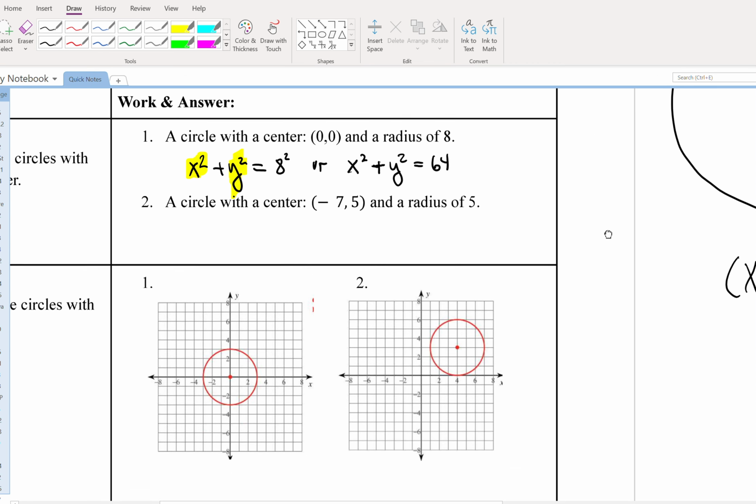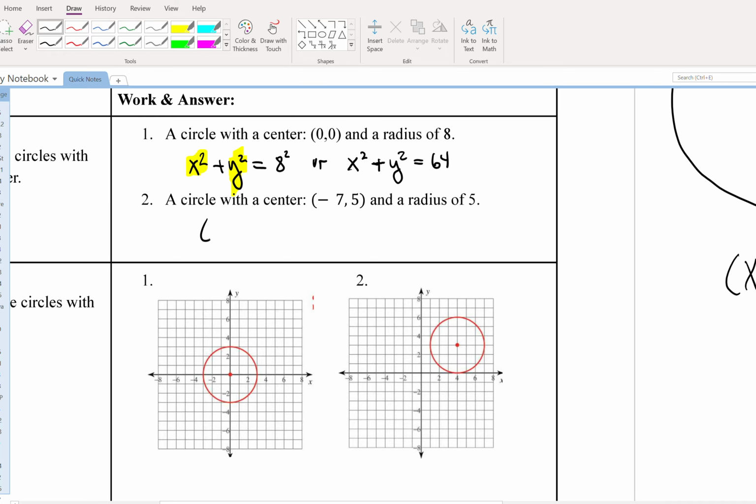Or if you have a circle with a center at negative 7, 5, that'd be x plus 7 squared plus y minus 5 squared is equal to 25, or 5 squared. Either way would be fine. So notice that this negative here, when you take x minus negative 7, it becomes x plus 7. And that 5 that's positive just came out here as x minus 5. So it kind of has that counterintuitive feel to it.